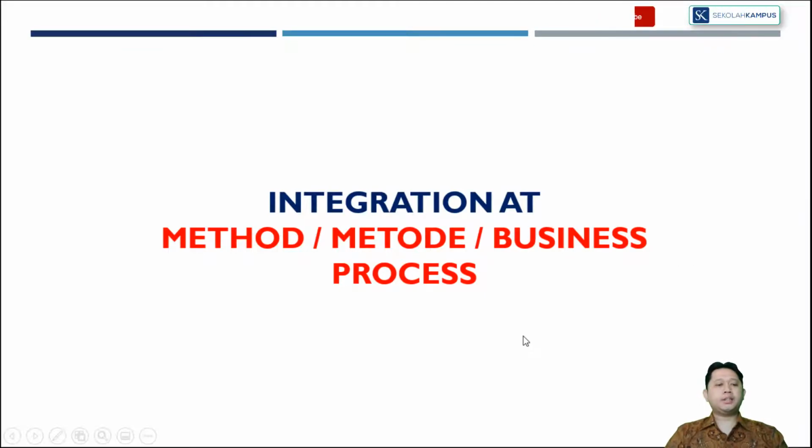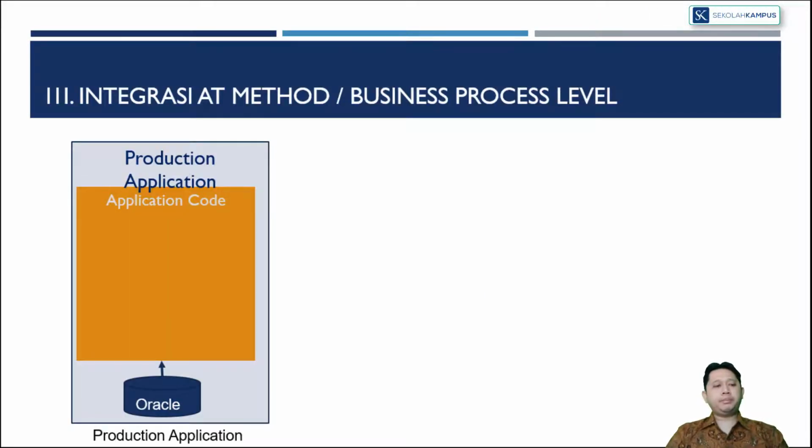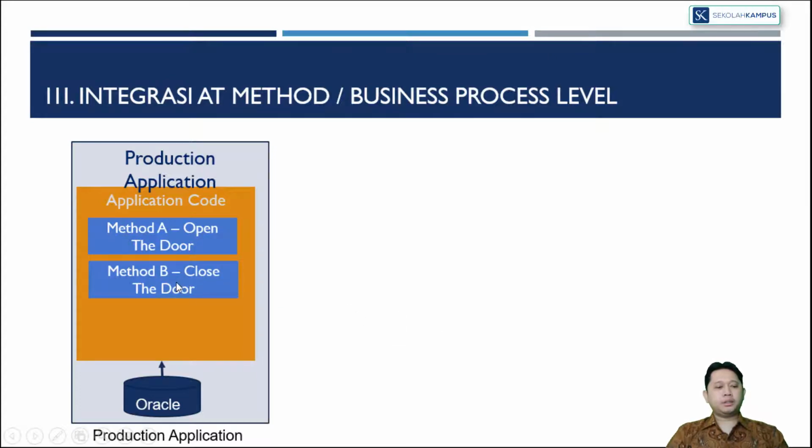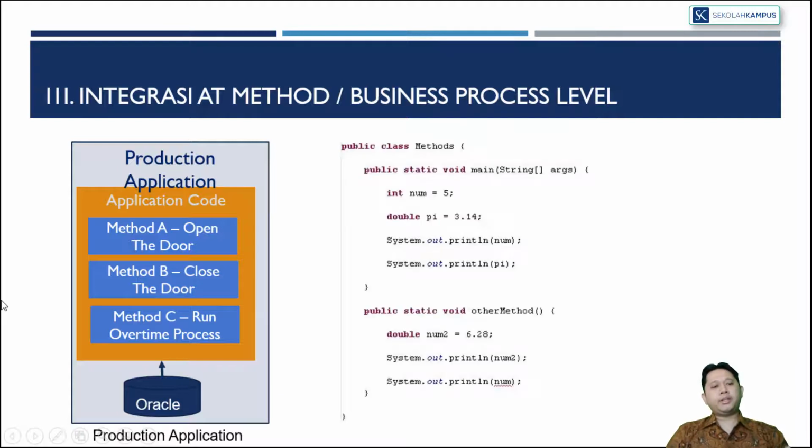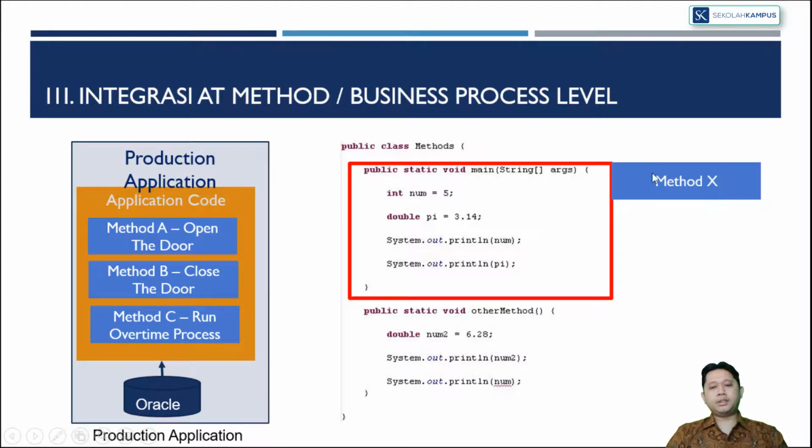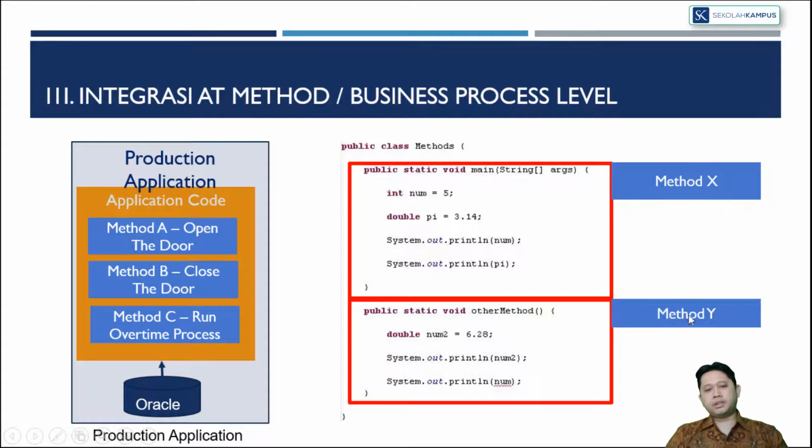Okay, we continue with integration at the method level. As we can see in the picture, application code sometimes has some methods. For example, method A opens the door, method B closes the door, and method C, for example from our previous video, runs the overtime process. As we can see in the example of the code, this is an example of code in Java. This is the name of the method, and this is an example of a method. There are two methods here: this one is method X, and the second is method Y.